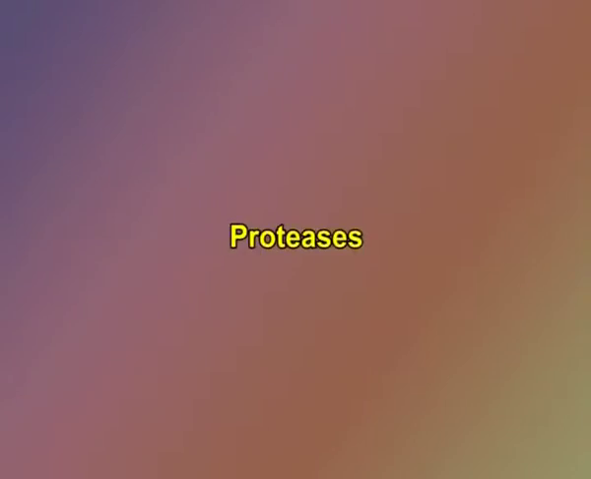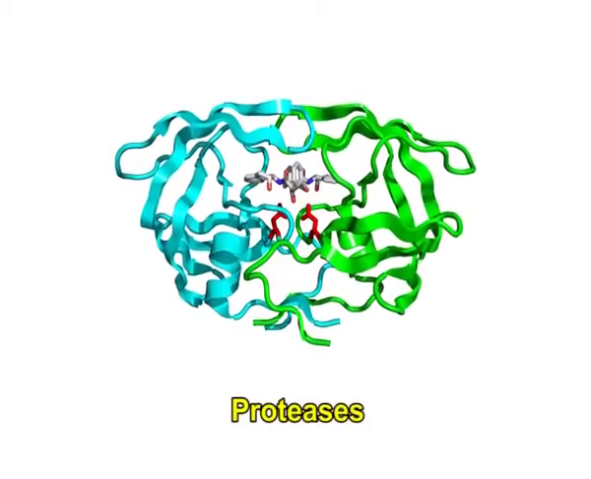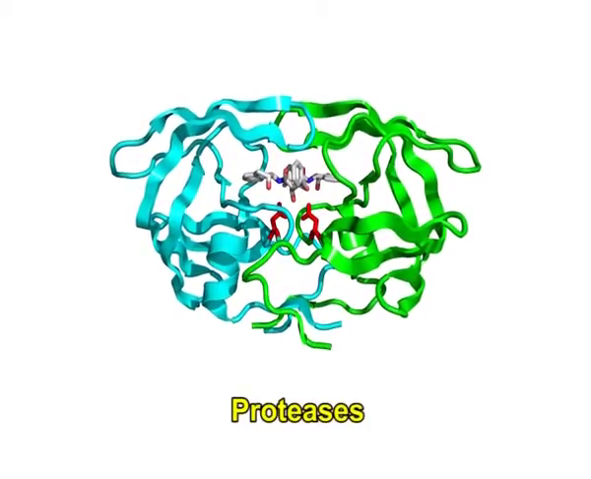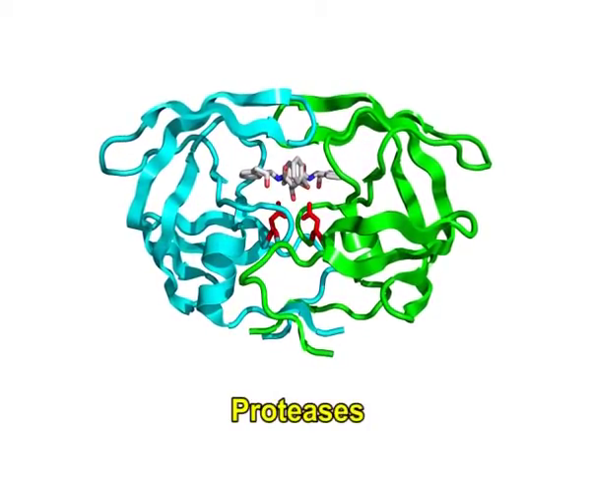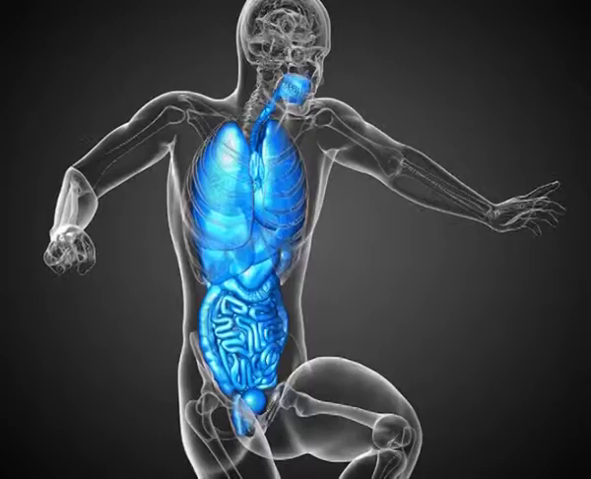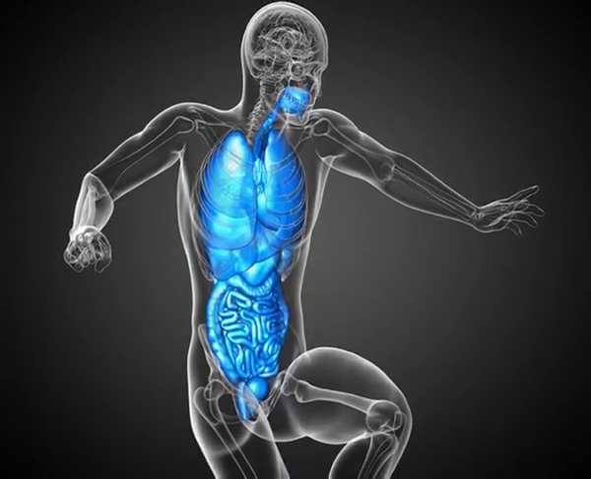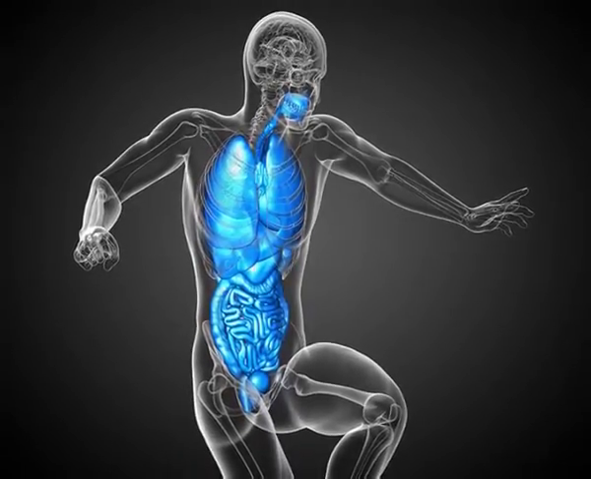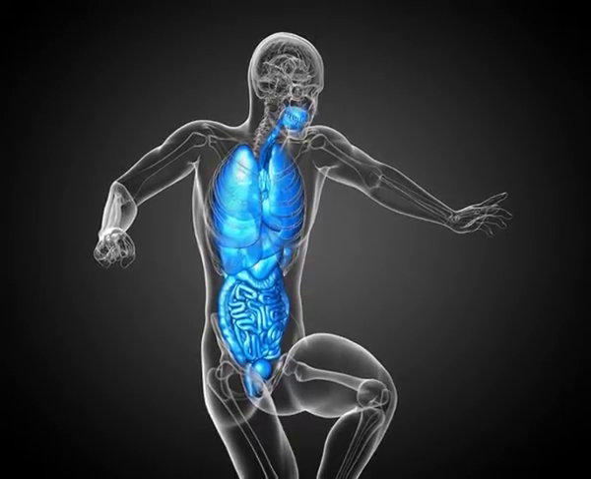Now coming on to the next enzyme, which is proteases. Proteases refers to a group of enzymes whose catalytic function is to hydrolyze or break down proteins. They are also called proteolytic enzymes or systemic enzymes. Proteolytic enzymes are very important in digestion as they break down the peptide bonds in the protein foods to liberate the amino acids needed by the body.